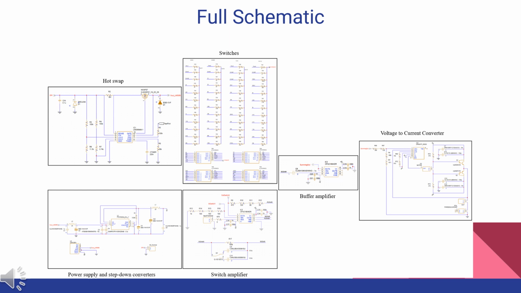This is an overview of the full schematic of our circuit. Starting from the top left, we have the hot swap circuit, and then going right, we have the switches, and then the power supply and step-down converters and the primary switching amplifier. Feeding into the next circuit, we have the buffer amplifier, and then that feeds into the voltage to current converter, all of which we will discuss in more detail in the next slides.